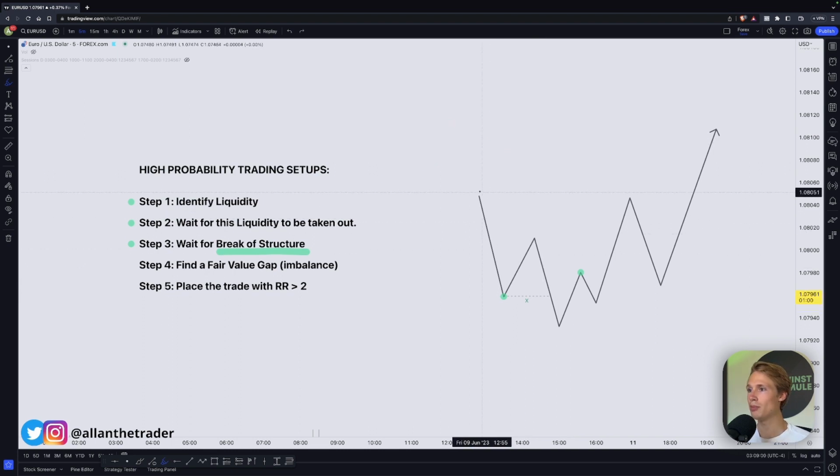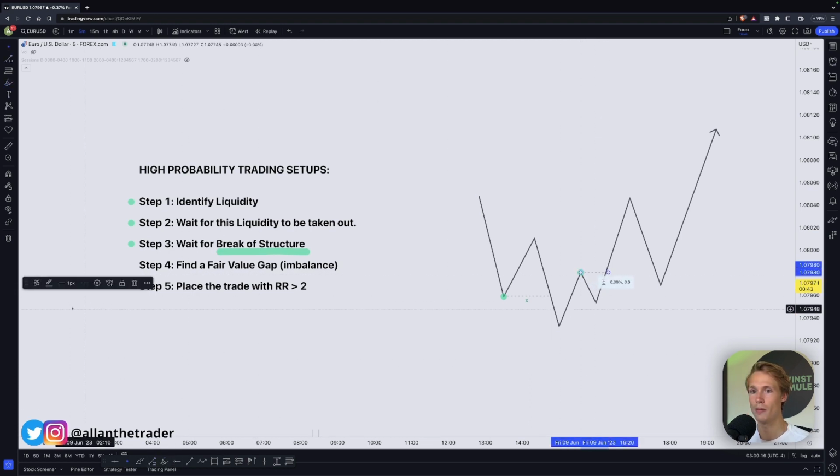So in this example, you see that price was going down. You were creating a lower low and a lower high here. Then you suddenly move across the high. So you break this high, you break this structure, and this is exactly what you're looking for.